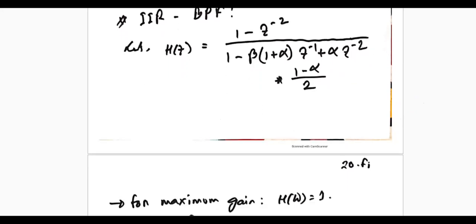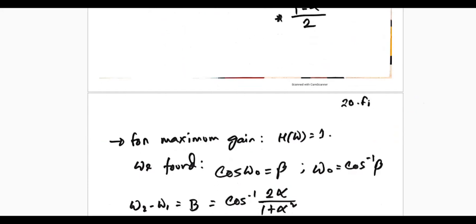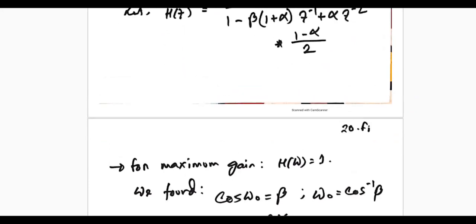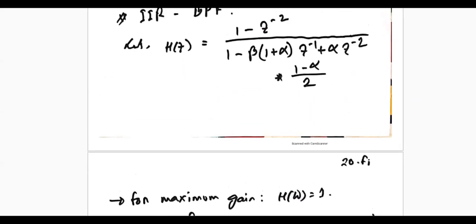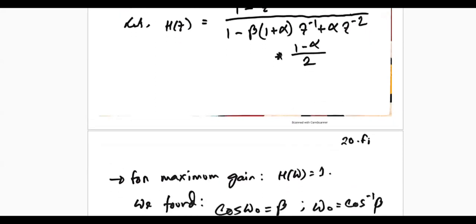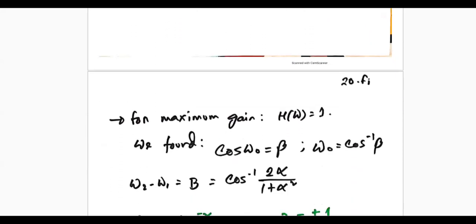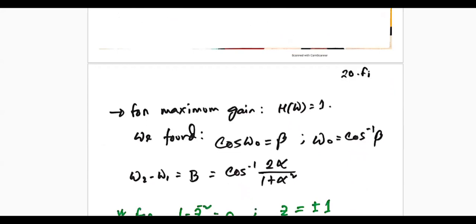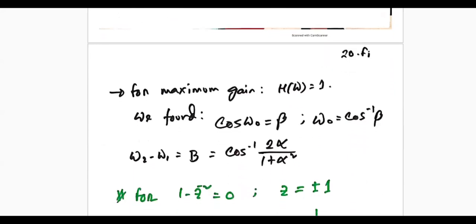Step by step, this is H(z). You can remember this equation, but at this moment you don't need to remember it. Just try to understand the thing. From this equation, for the maximum value of H(omega), where you find H(omega) equals 1, I haven't derived that here. You can derive it yourself, and that is your task.